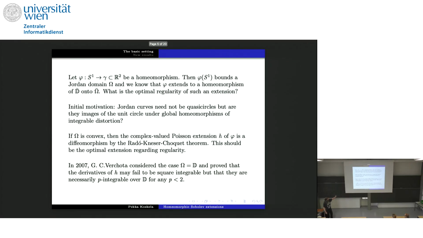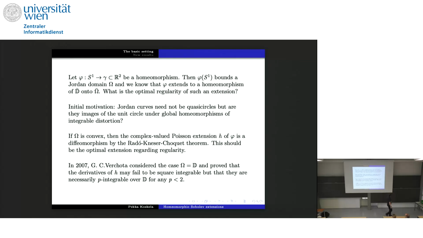Okay? And there's actually a theorem by Gregory Verchota from 2007. He proved that if you look at circle homeomorphisms, so you go from the circle to the circle, and you take the Poisson extension, then you get L^p derivatives for all p strictly less than 2, but not necessarily L2 derivatives. And this is the best you can get.